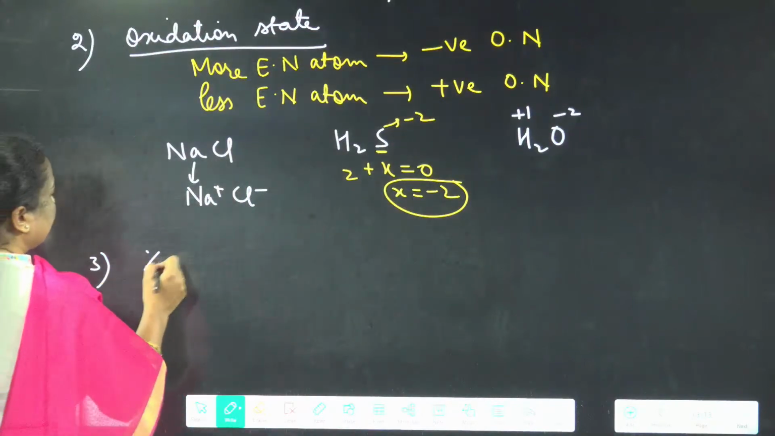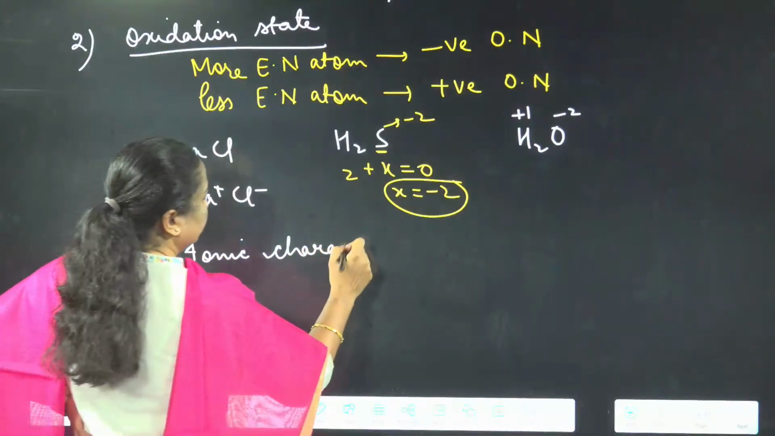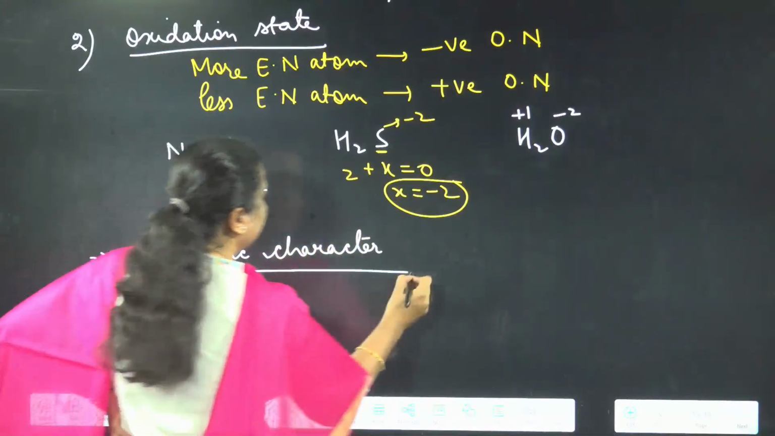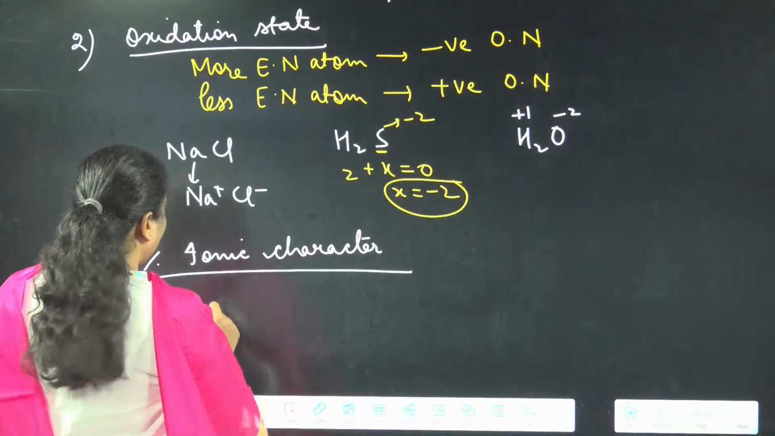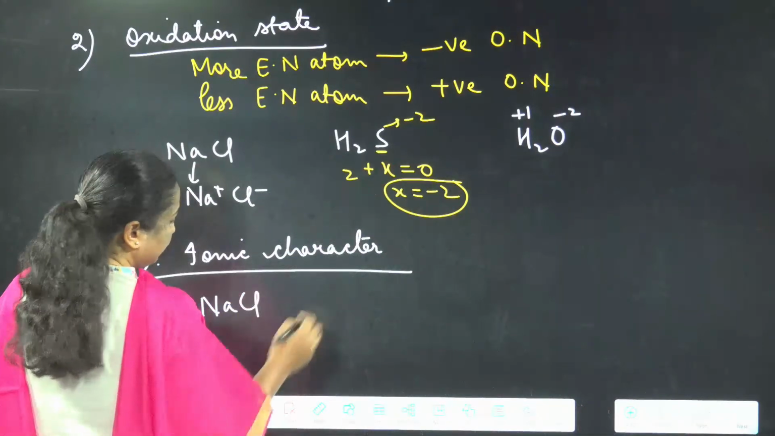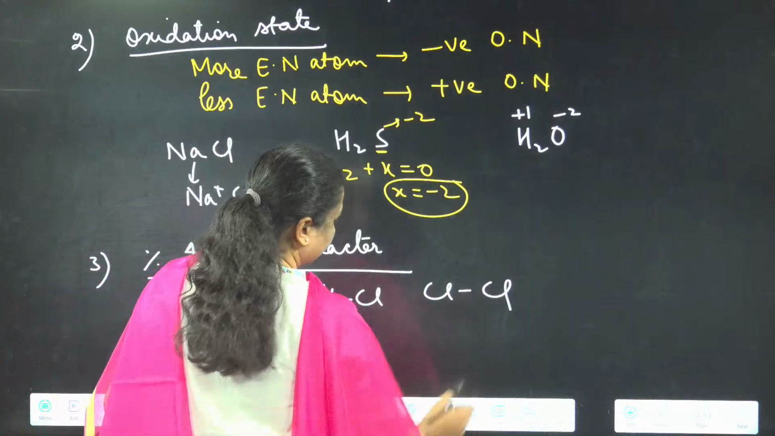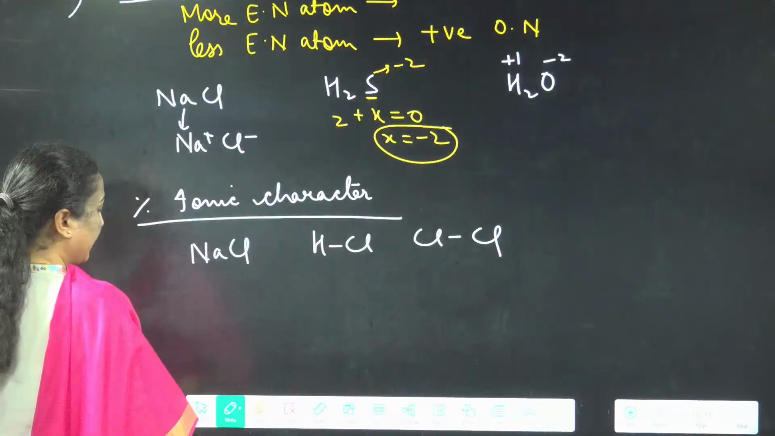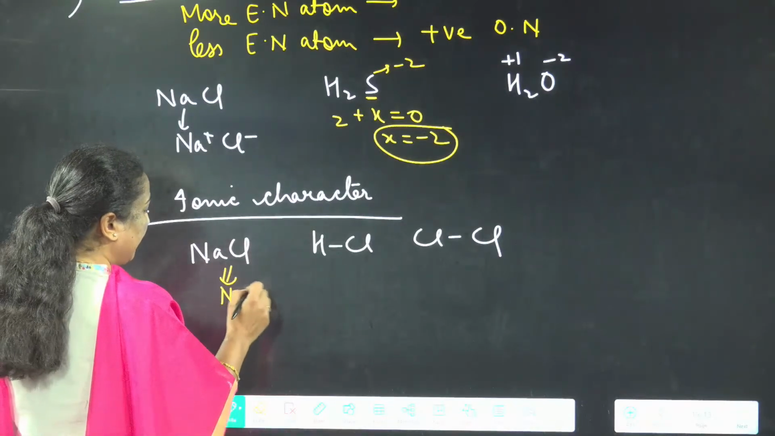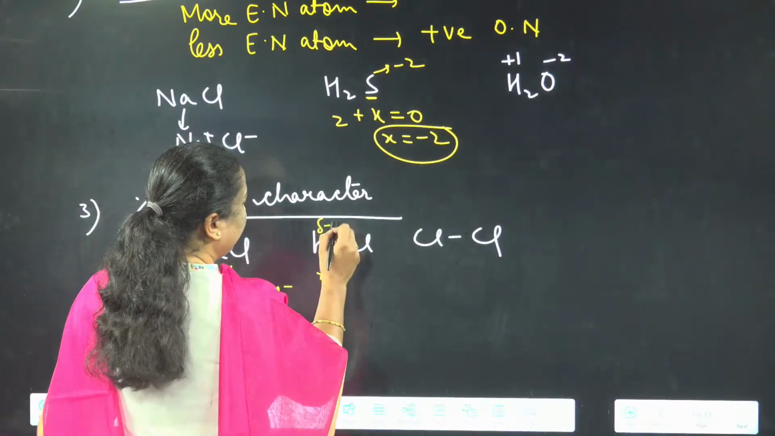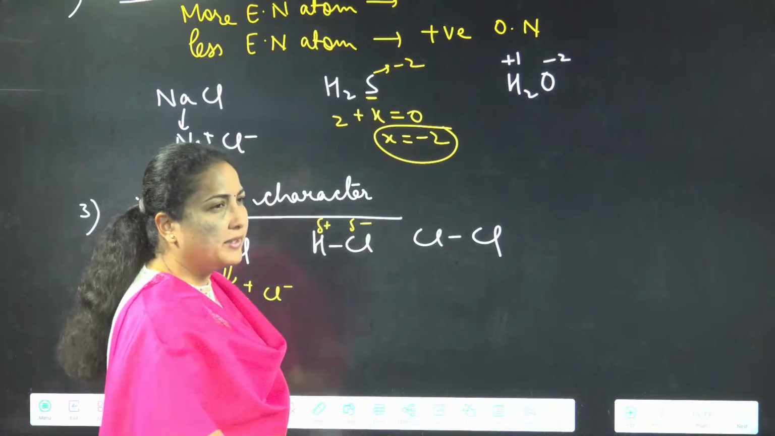Now the next application is percentage ionic character. Suppose I write NaCl, HCl and Cl-Cl. NaCl is an ionic compound, because I'm able to write Na plus and Cl minus. Here I'll only be able to write delta plus and delta minus. I won't be able to write H plus and Cl minus.